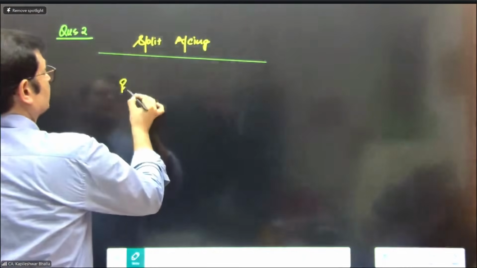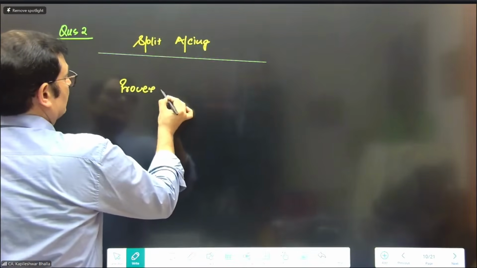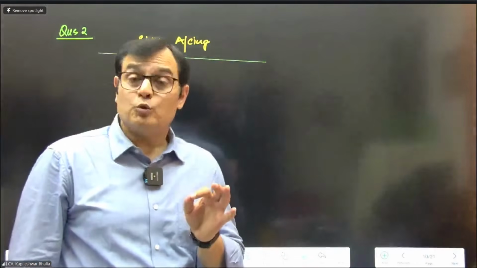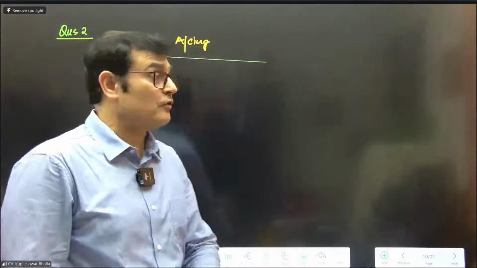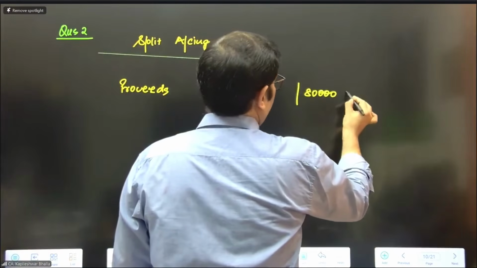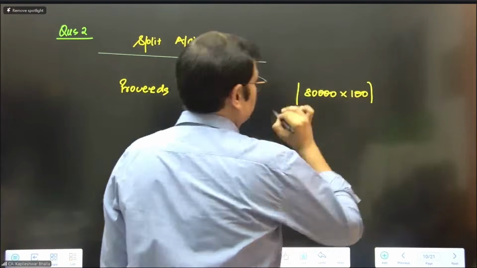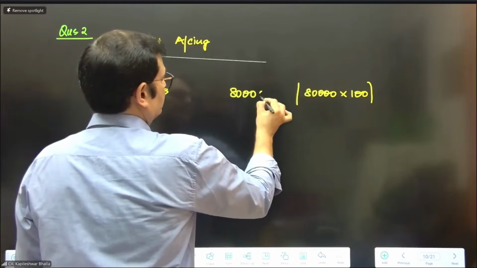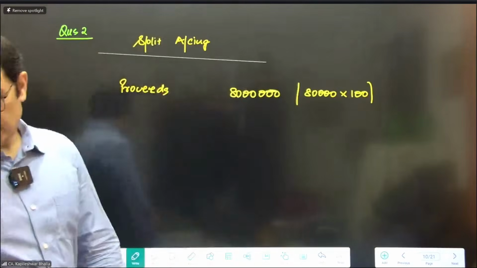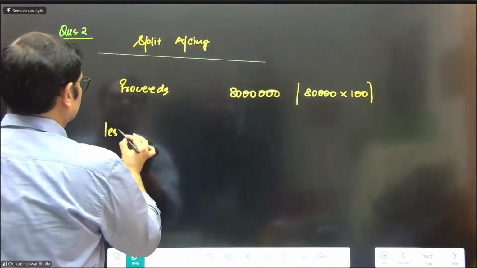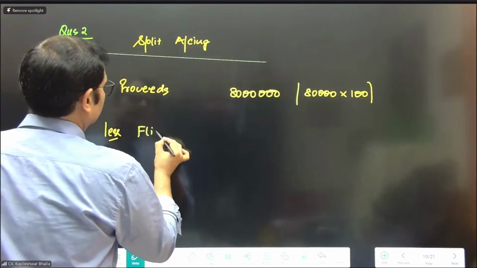As far as the proceeds are concerned, we are very clearly given the information. The company issued 80,000 debentures of 100 each. That comes to a total of 80 lakhs. Then we need to consider the financial liability to get the equity component.